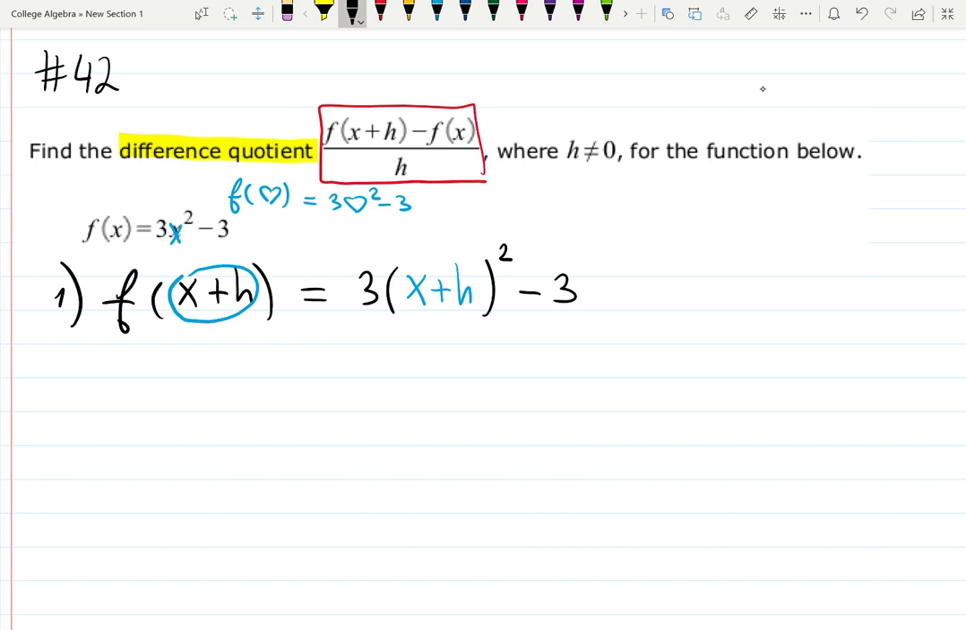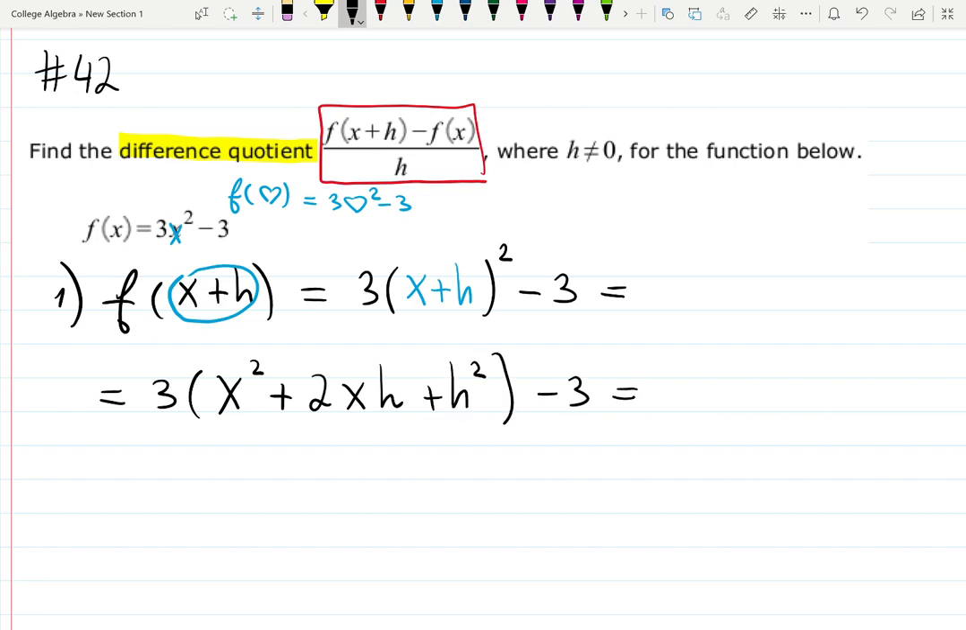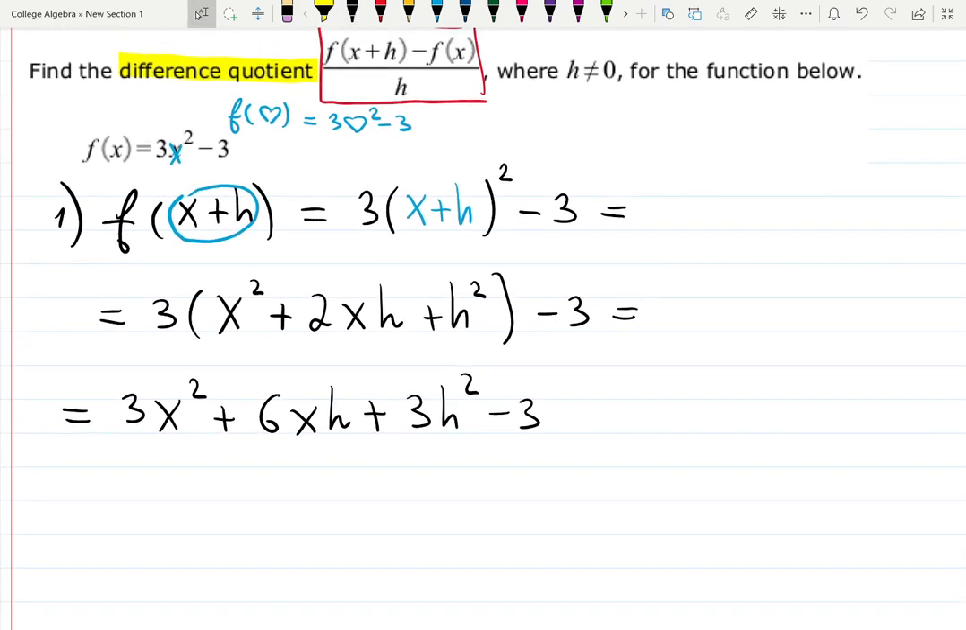Step 1 is done, but I want to keep going and simplify it. Let's remember the formula of the square of a sum. It says: square the first term, plus double the product of the first term and the second term, plus the square of the second term, minus 3. That's not done yet. Let's distribute and simplify: 3x squared plus 3 times 2, 6xh, plus 3h squared minus 3. Nothing else to simplify, so let's keep it like that.